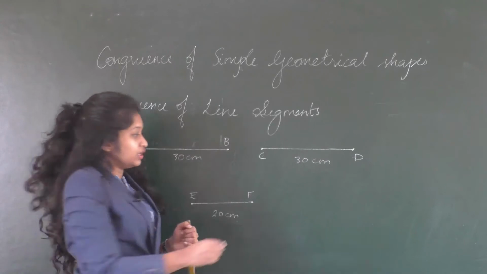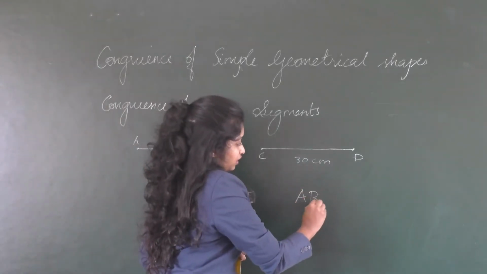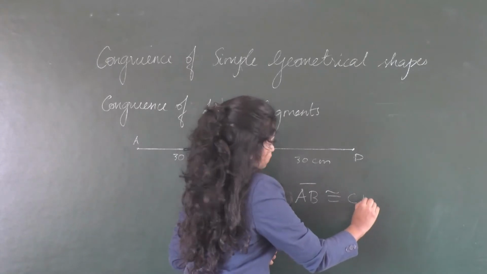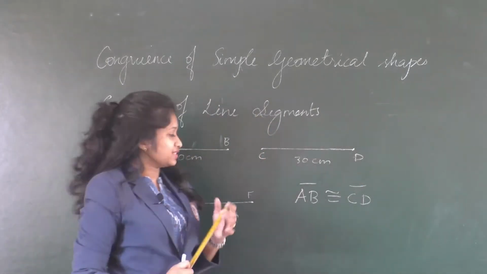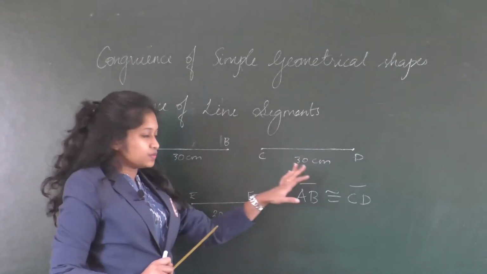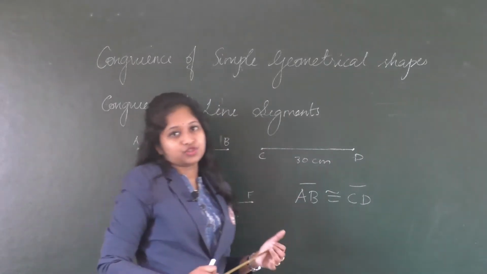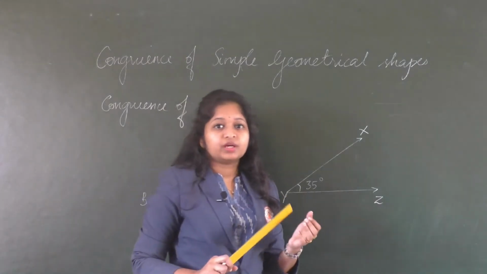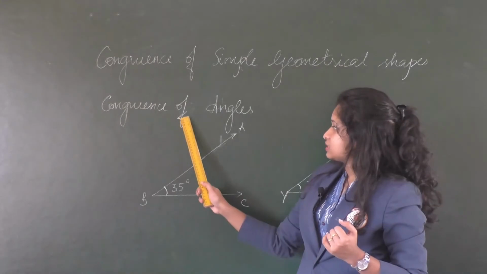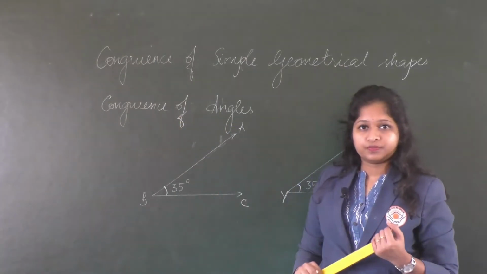That means AB is congruent to CD. So line segment AB is congruent to CD because they are of same size as well as same shape. So children, we completed the congruence of line segments, isn't it? Now let's see the congruence of angles.